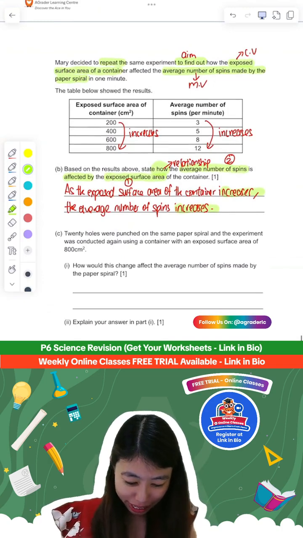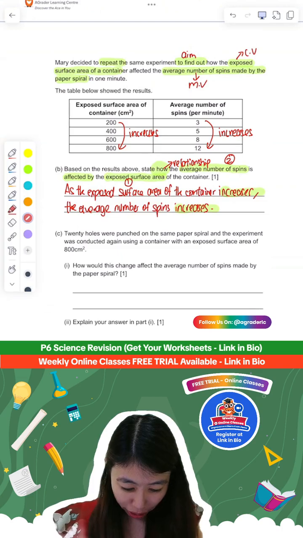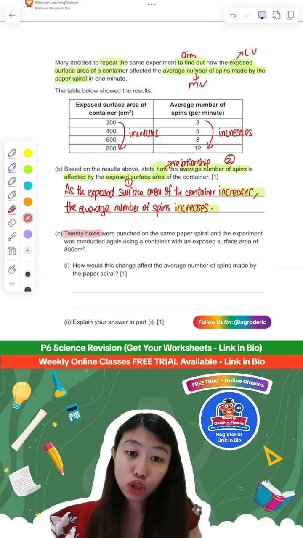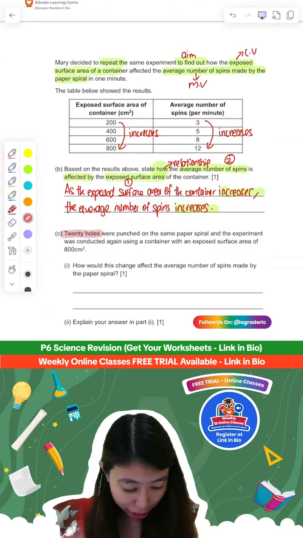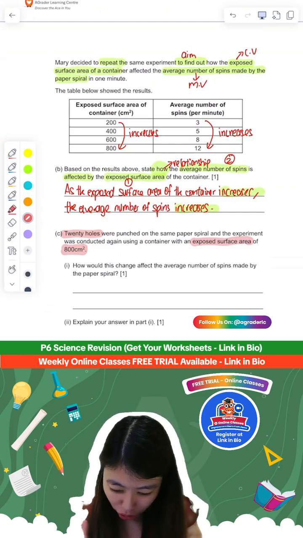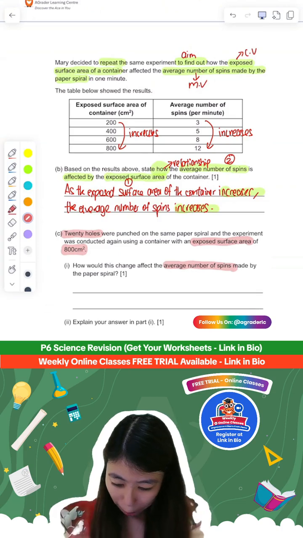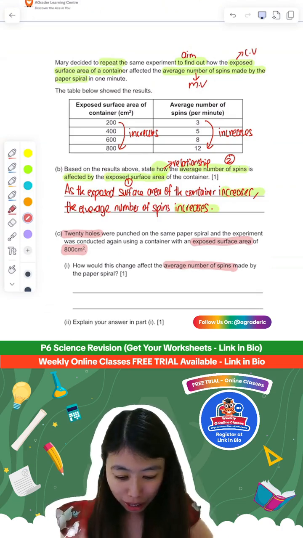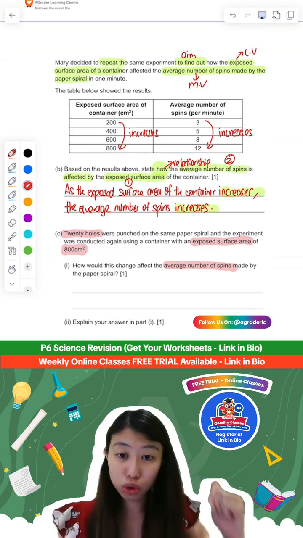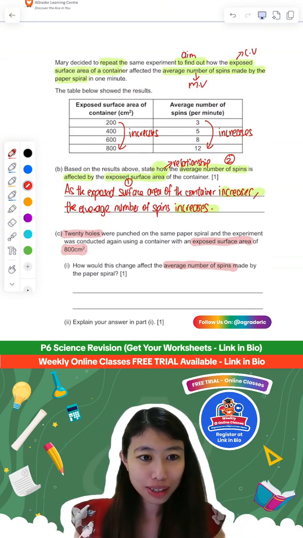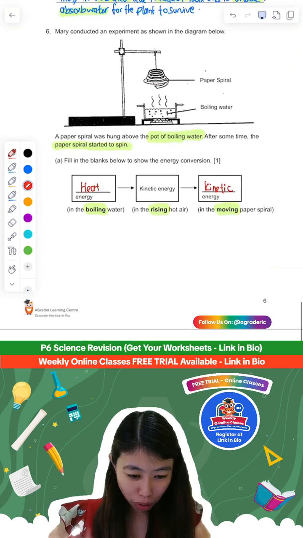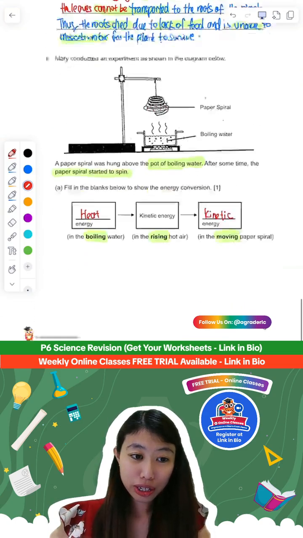Okay, now they mentioned that 20 holes were punched onto the same paper, 20 holes, okay, and the experiment was conducted again using an exposed surface area of 800 cm square. So how did the change affect the average number of spins made by the paper spiral? Any idea? So what do you all think? What do you think will happen to the spin if I poke holes onto the paper spiral? If I make a lot of holes here, what do you think will happen to the spin?